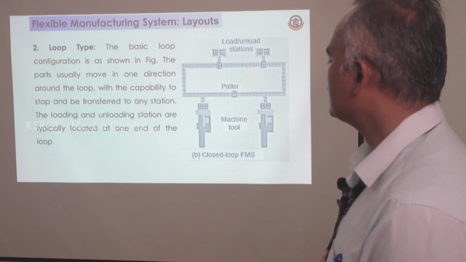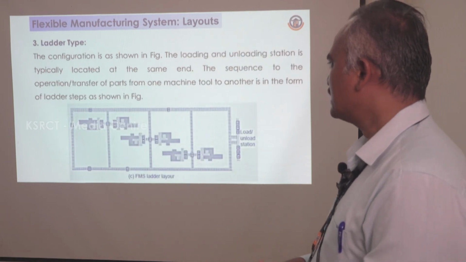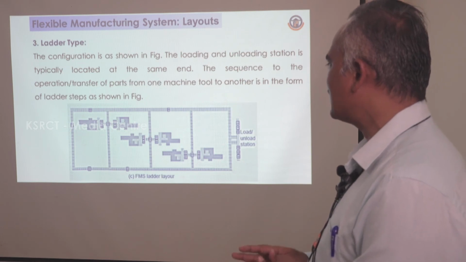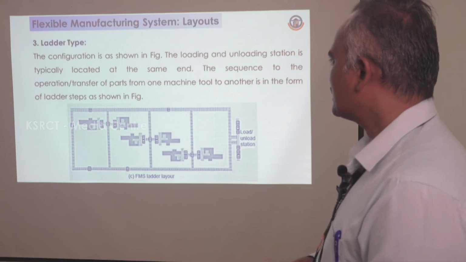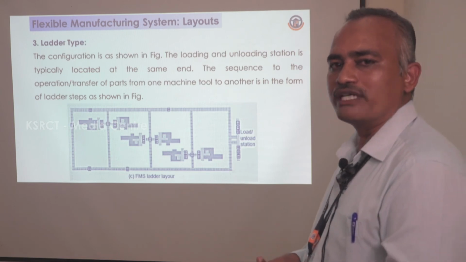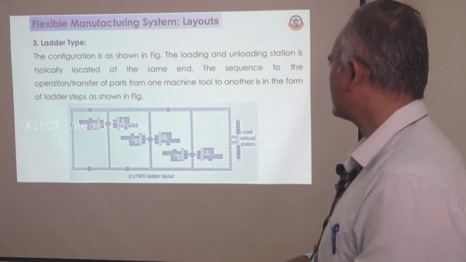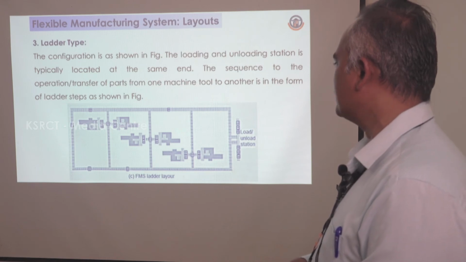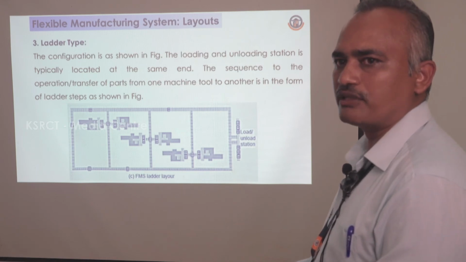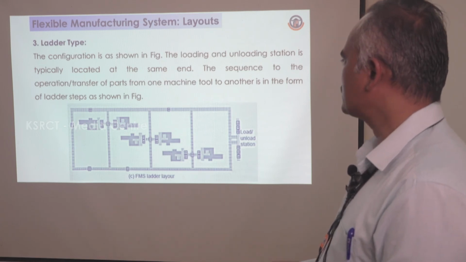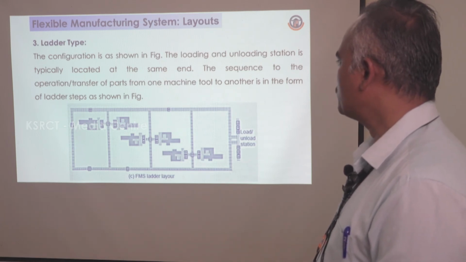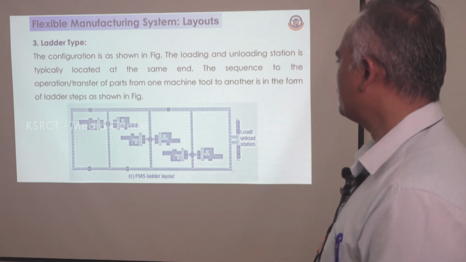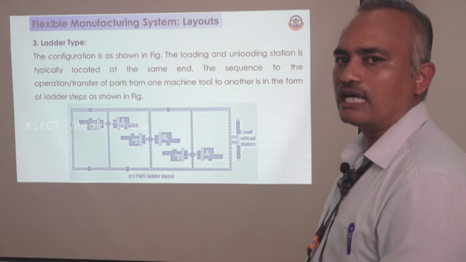And next one is ladder type layout. Here we can see the flexible manufacturing system components are arranged like a ladder. This configuration is very much useful for loading and unloading of semi-finished goods or products, which are typically located at the same end. We cannot have a different type of process, and the sequence of operations and transfer of parts from one machine tool to another is in ladder steps. So accordingly we will move the product from one machine tool to another machine tool.